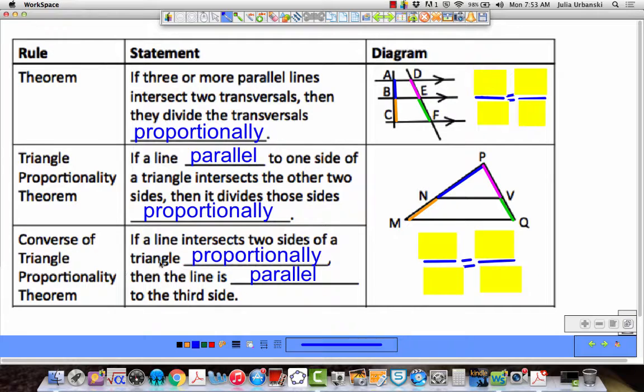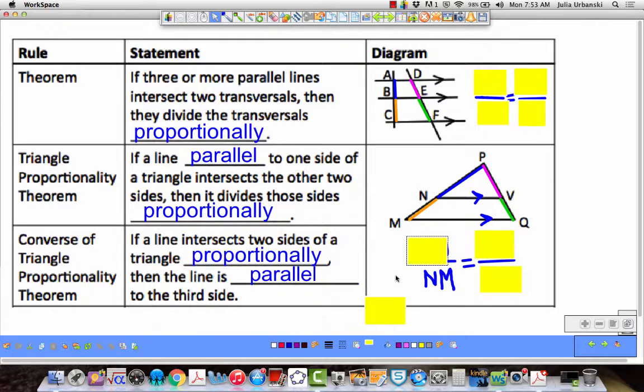And the converse would just go backwards. If a line splits the sides of the triangle up proportionally or into 2 proportions, then the lines are parallel. So it only works if this line is parallel to this line. So I think we already did this part, didn't we? Okay, so any questions on that?